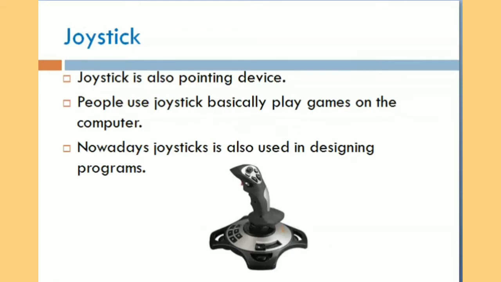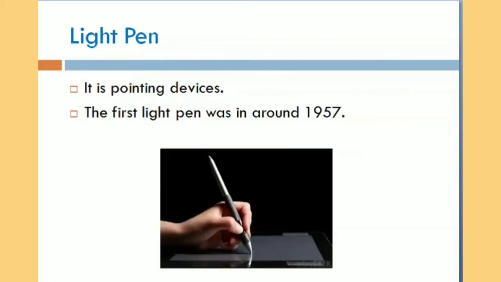The next is the joystick. A joystick is also a pointing device. It can be moved at different angles to change the direction of the device it is controlling. People use a joystick basically to play games on the computer. A joystick has many buttons which can be used to give input to the computer. Nowadays, joysticks are also used to design programs. So this is about the joystick.